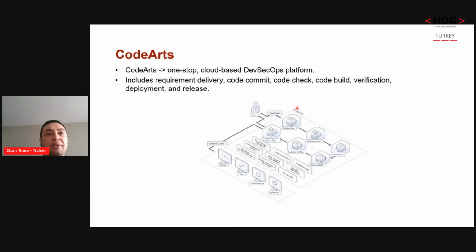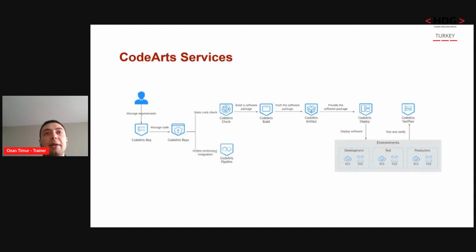And we have a chart now. Here we see the CodeArts service chart. We will proceed according to this chart and start building projects. But we will look at this chart in detail, and you can see requirements at the left part after the user, and we have source code in the CodeArts repo. After that, we can look at CodeArts check, build, artifact, deploy, and test plan. All these steps are included in the CodeArts pipeline, and we can manage them in the pipeline.